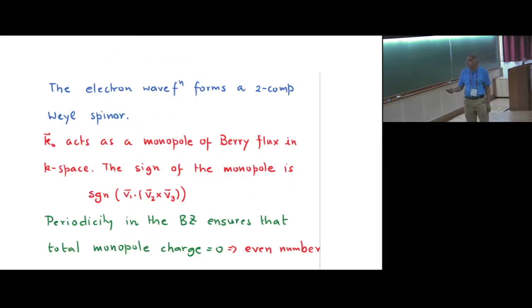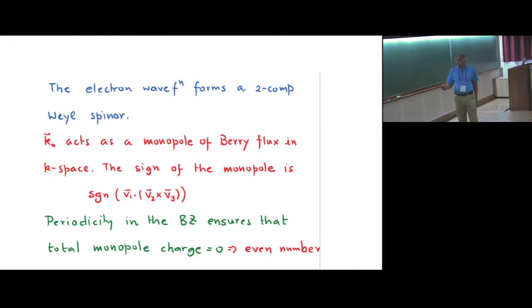Now, one of the properties of these Weyl points is that in the three-dimensional Brillouin zone, it actually acts like a source of Berry flux. And to determine whether it's a source or a sink of Berry flux, you look at the sign of the coefficient of sigma 1, sigma 2, and sigma 3 in this way, and that tells you the sign of the charge of the monopole that's either a source or a sink of this Berry flux. Okay?